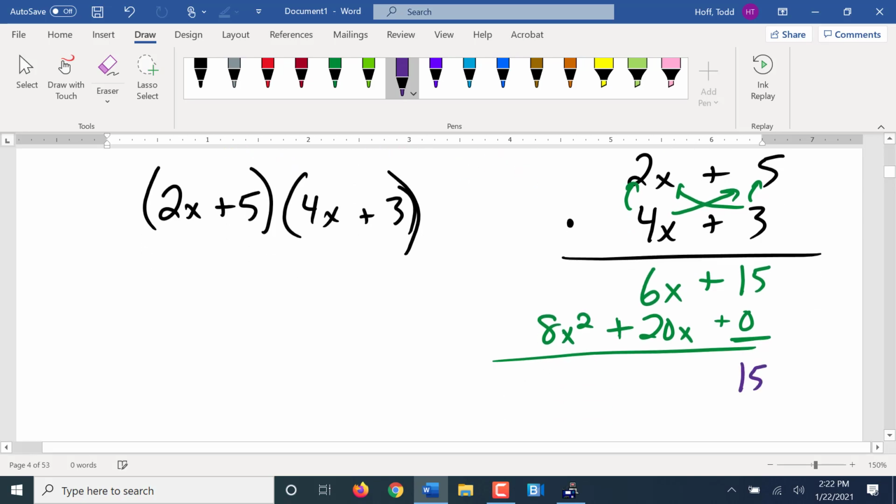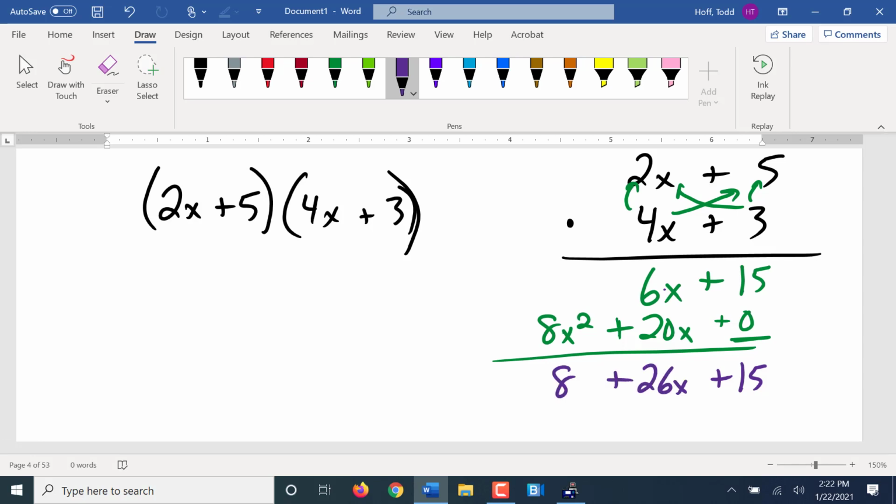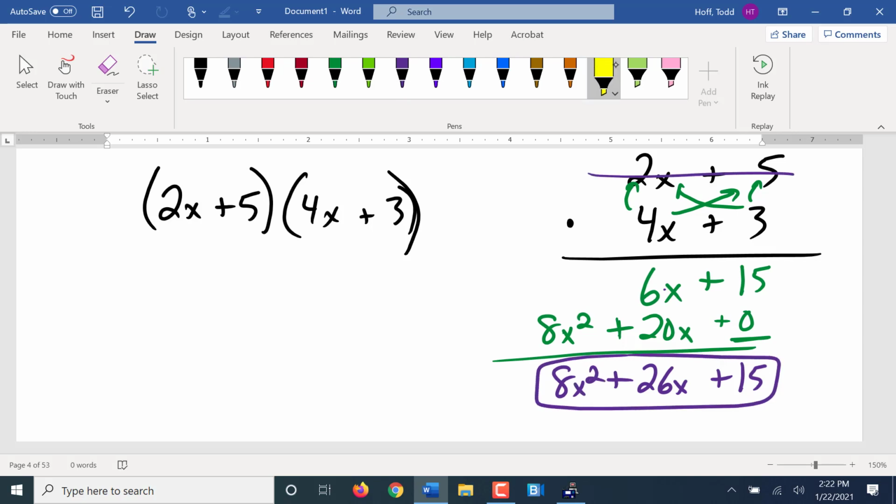And now we can add this. We've got 15. 6x and 20x makes 26x, positive, so we'll put a plus there. 8x squared is just 8x squared. That's our result. This is the full method of multiplying those out. Now that takes up some space and it's long. Most of you were taught a shortcut.